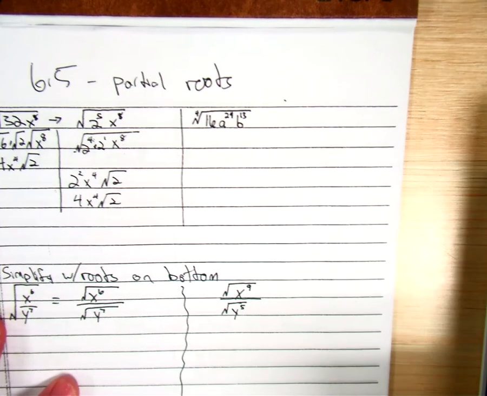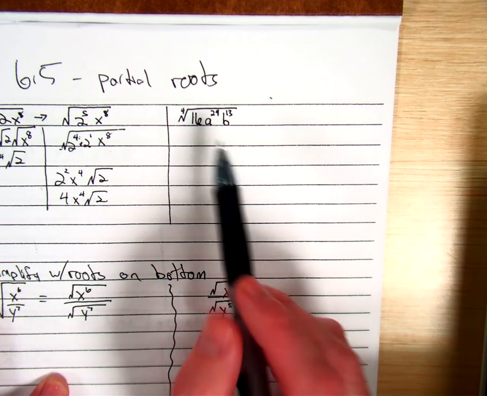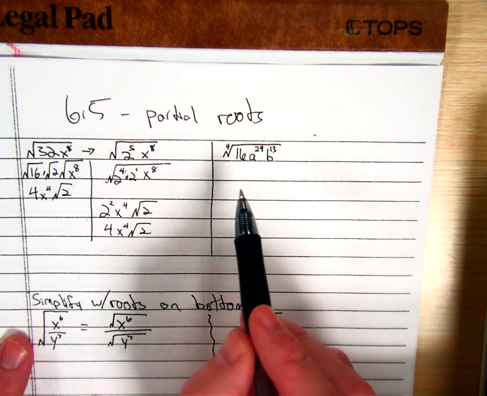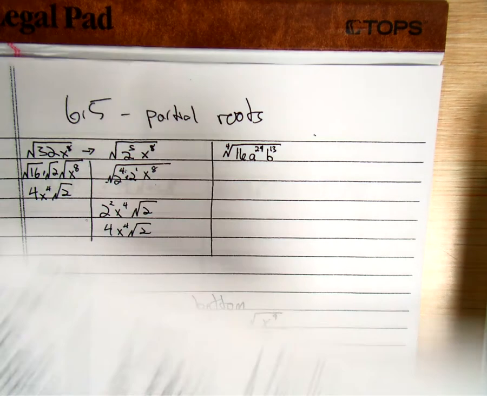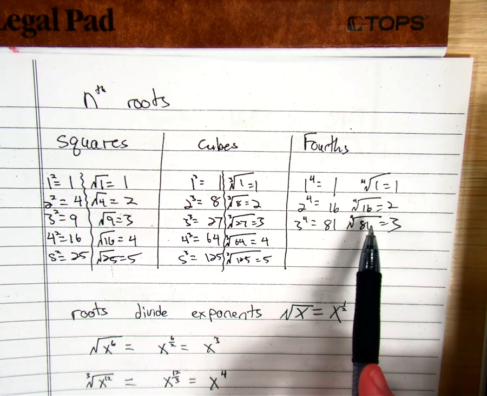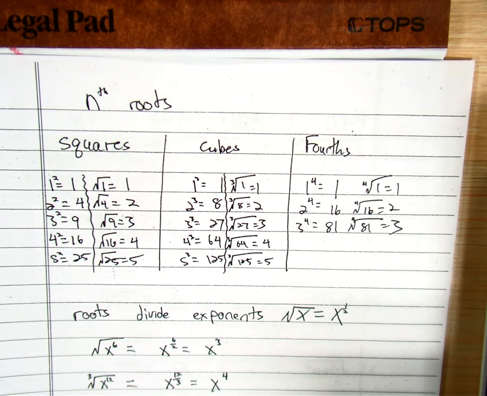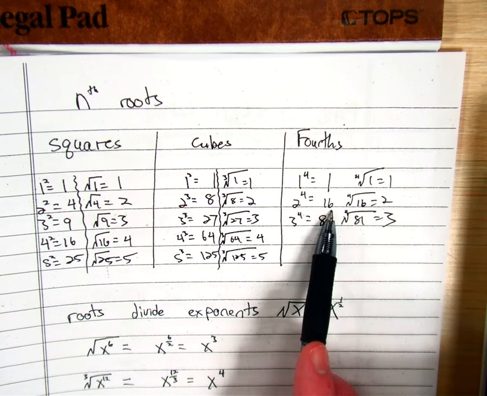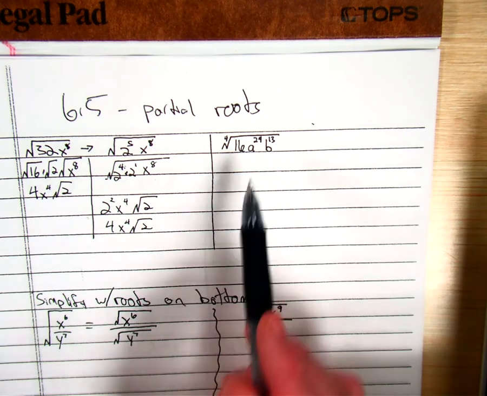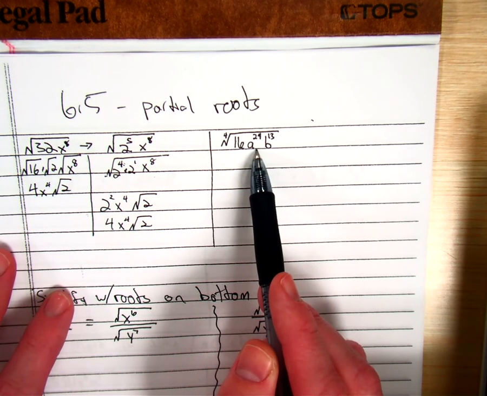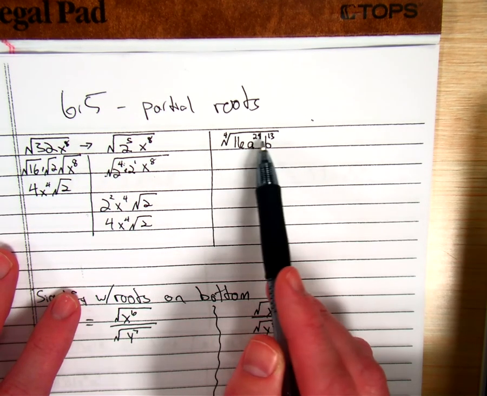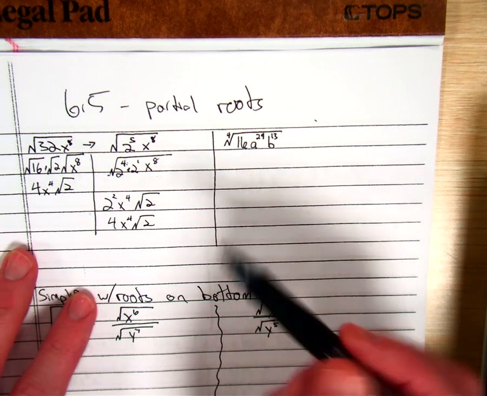Another one here. 4th root. And we looked at different powers or different roots yesterday. With nth roots there, squares, cubes, we got up to 4ths. And you can see that 2 to the 4th is 16, so the 4th root of 16 is going to be 2. So that's a nice one. And then we have a to the 24th. 24 works well with 4. 13 doesn't.